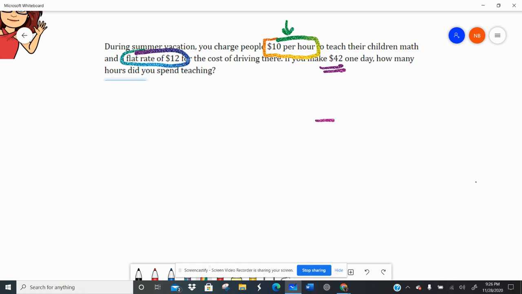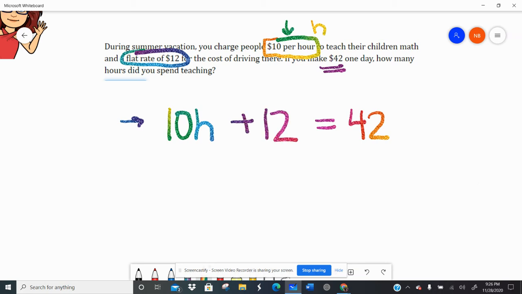Well, if I make $42, I know it has to equal 42. Okay, so $10 per hour, how many hours did I teach? Well, how many hours I taught, I don't know. So I'm going to use the variable h. So I make $10 per hour, right? So 10h. I'm going to multiply 10, my hourly rate, times h, the hours that I work. And I charge them a flat rate fee of $12. So I'm going to add my hourly rate plus $12, and that means I made 42.